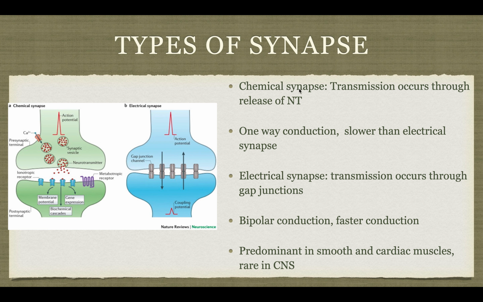Okay, so the chemical synapses use neurotransmitters, and it's a one-way conduction. It's slow. Electrical synapses are much faster because they work via the concentration gradient. It has a bipolar conduction, so it can go either way. And it's predominant in smooth and cardiac muscle, rare in the CNS. In the chemical synapse, there is either a membrane potential alteration, a biochemical cascade due to the G proteins, or it can actually change gene expression itself.